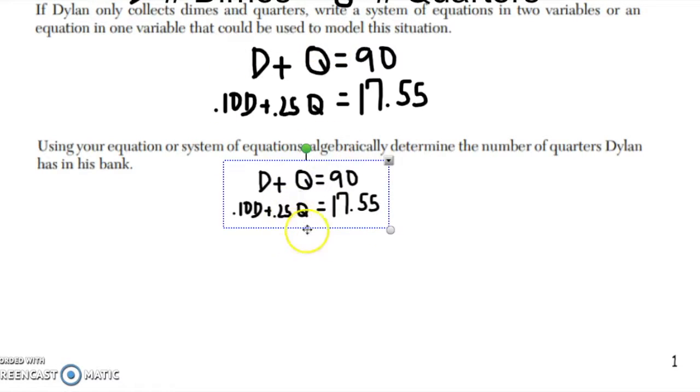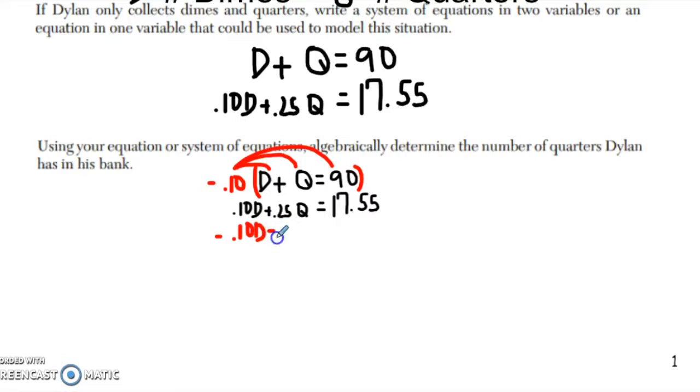So if I want to solve for Q, that means I want to eliminate D. How do we do that? Well, you're going to multiply the top by something that's going to cancel out with 0.10. So you're going to multiply the top by negative 0.10 and distribute that throughout. So now this is going to be negative 0.10D minus 0.10Q, because we're just distributing. Use your calculator. This is going to be negative 9. So now these D's cancel out. And 25 cents take away 10 cents is 0.15Q. And we have 9 minus 17.55. That's going to be 8.55.